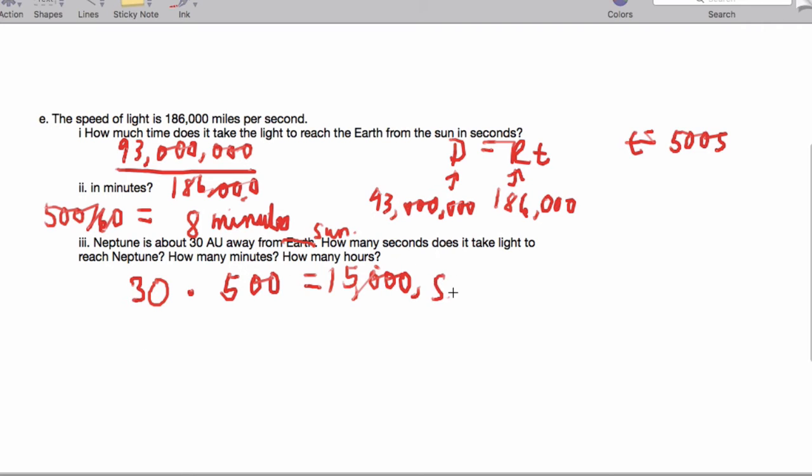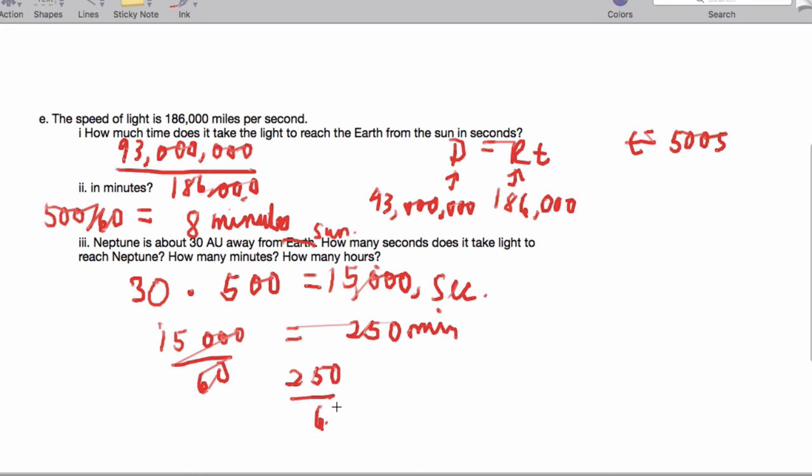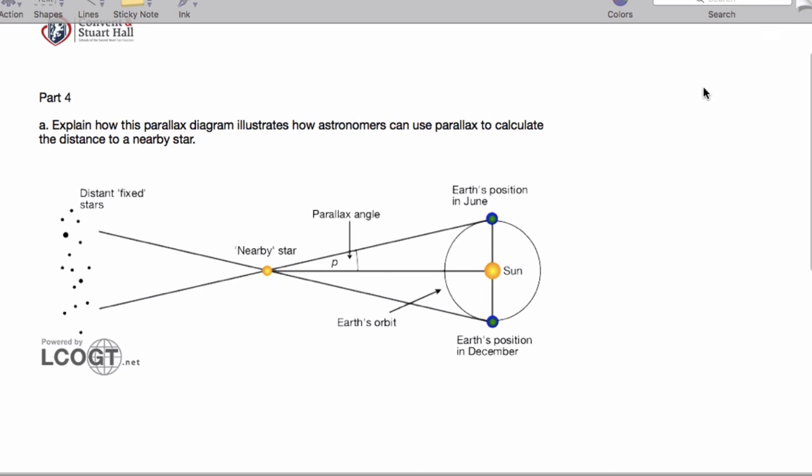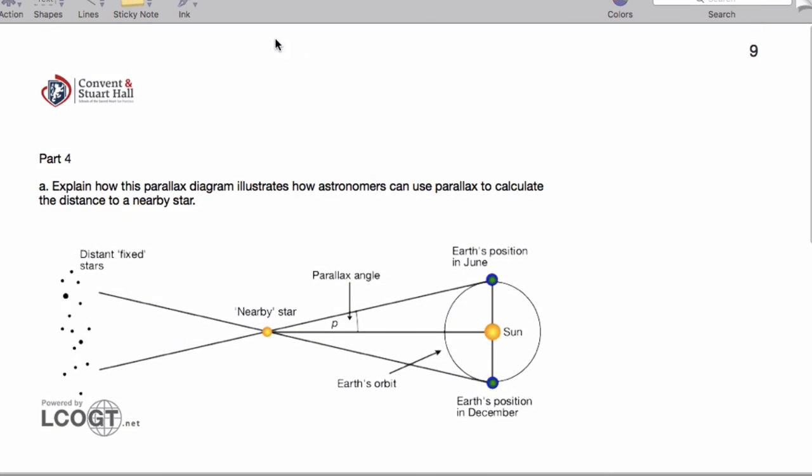So it's 15,000 seconds, and then if we want to know how many minutes that is, we'll take this and divide it by 60, and that's getting us about 250 minutes. And we'll divide 250 minutes again by 60 to get hours. And that's getting us about 5.6 hours. All right. So that is part 3 of the test. We'll take a look at parallax in part 4.